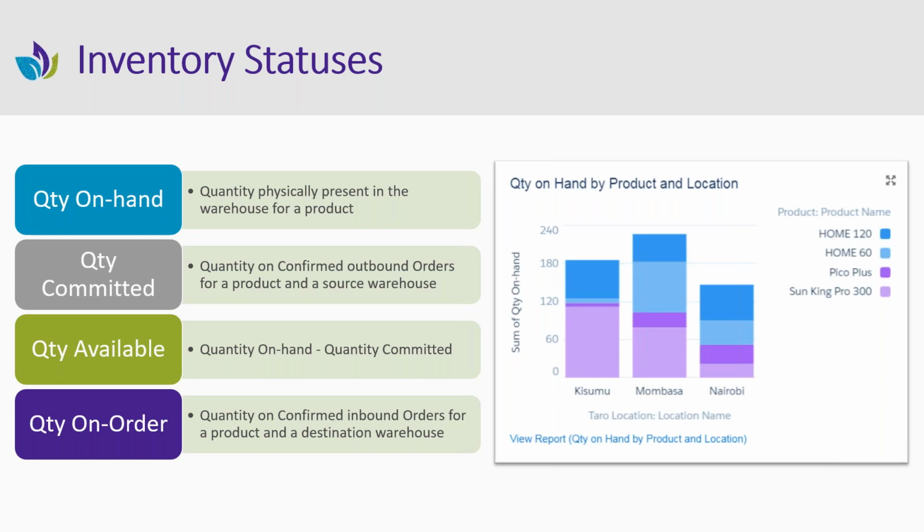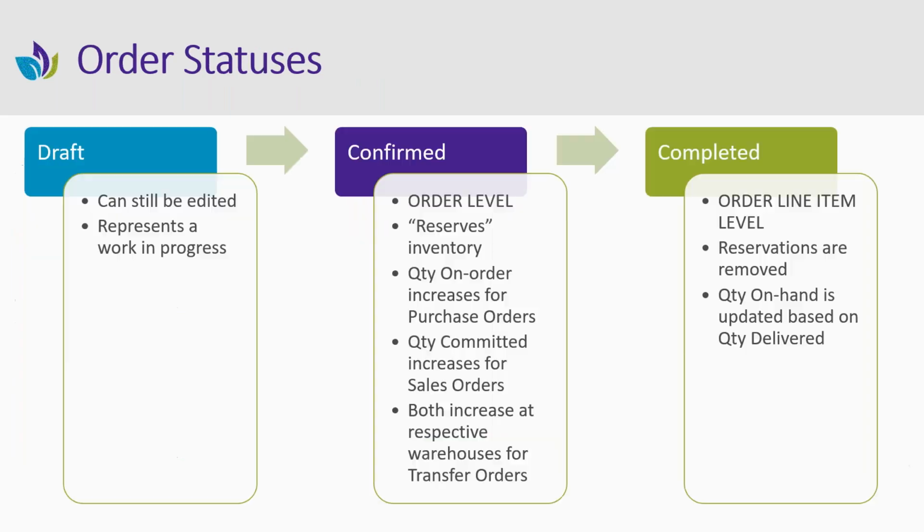The quantity available is the amount that's physically present that has not been reserved. So essentially this is the quantity on hand minus the quantity committed. It's what's available to be sold or distributed to other customers and beneficiaries. And finally, the quantity on order is the amount that's on its way to a particular inventory on an inbound order. So those are quantities you can look forward to contributing to the quantity on hand at some point in the future.